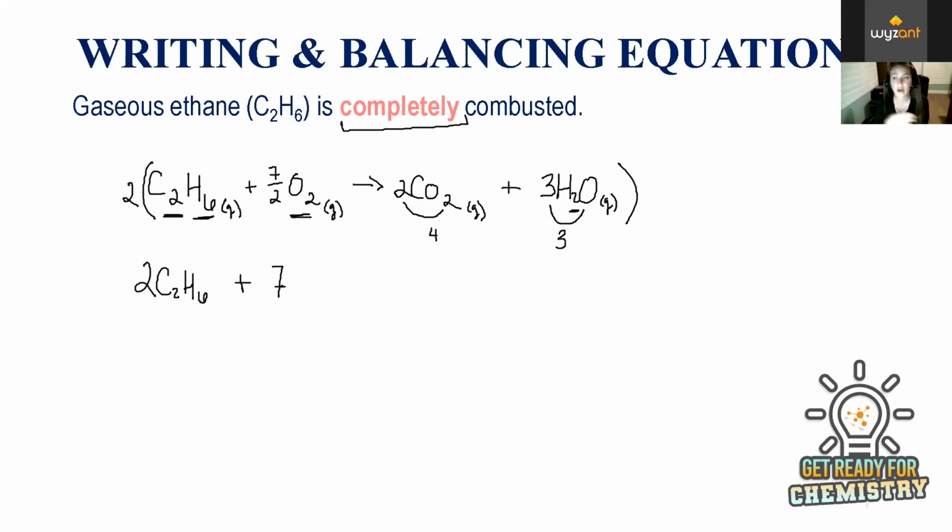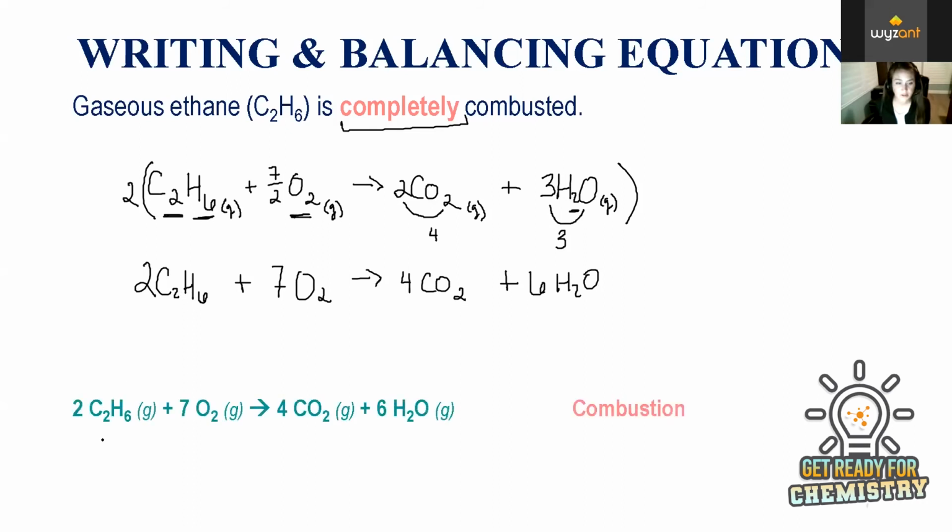So this is how we eliminate the fraction: we just up everything by 2. So 7O2 yields 4 CO2. So again, you're not changing the subscripts, you're just changing the coefficients, and then 6 H2O. So did we get it? Okay, 2C2H6 gas plus 7O2 gas yields 4 CO2 gas plus 6 H2O gas.